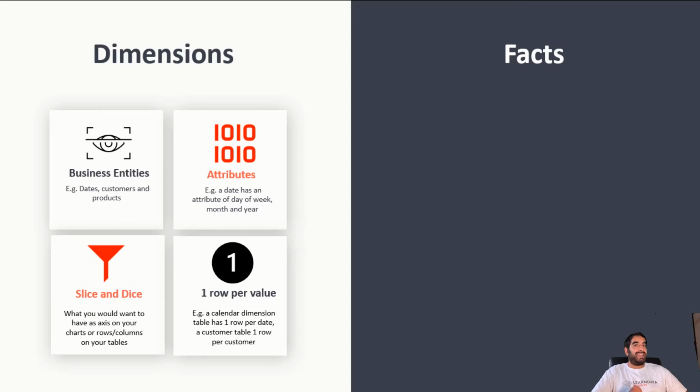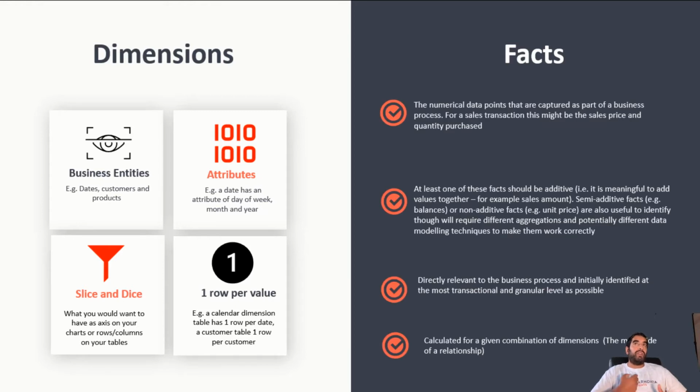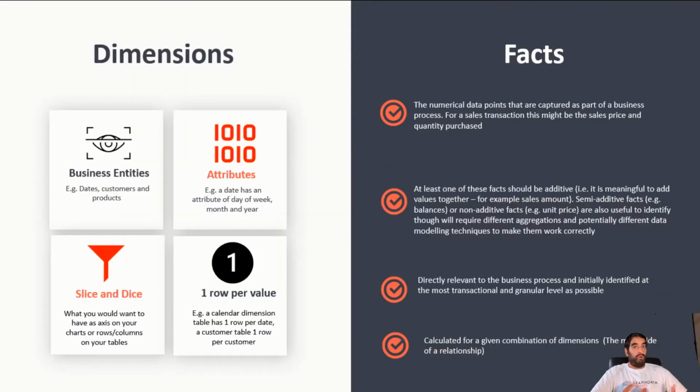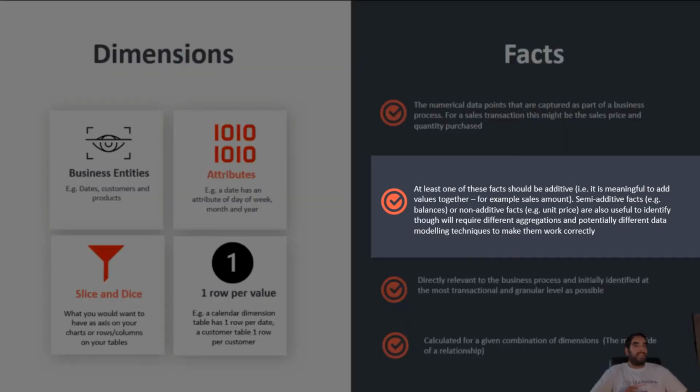But it contains in itself just those keys and just the numerical values, and very little else. So the fact tables, facts are the numerical data points that we're capturing as part of a business process. So for a sales transaction, it might be sales price and quantity purchased. For our transactional process of recording accounting entries, it might be debit and credit values. And at least one of these facts should be additive, so where it makes sense to add values together. So for example, sales amount.